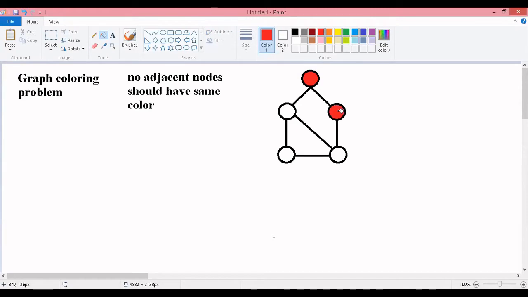Similarly, I am not able to color this with red because both are again adjacent, but I can color this one with red. In between, I can use some other color, for example green, and here also I can use green, and here I should use any other color like blue. So if you see, the adjacent nodes should not be colored with the same color. This is the actual problem.